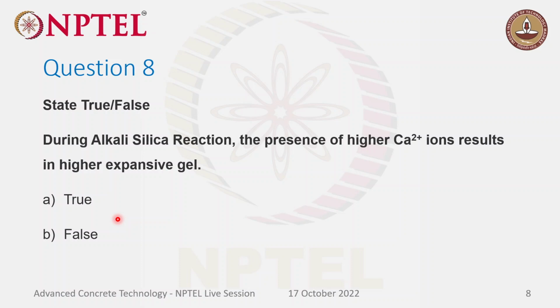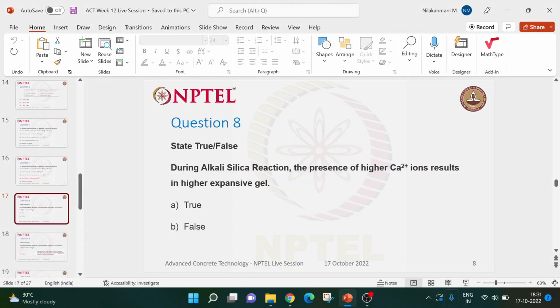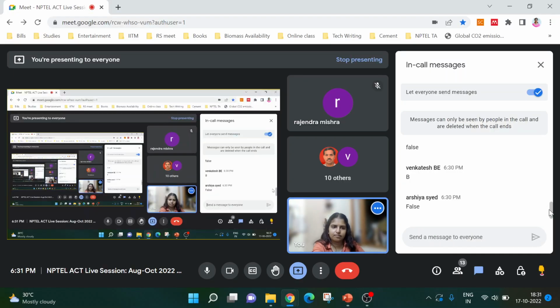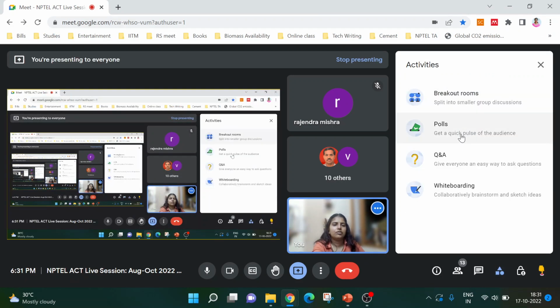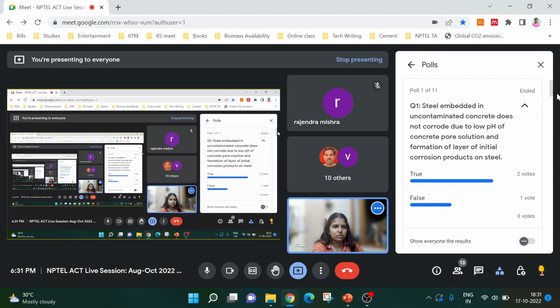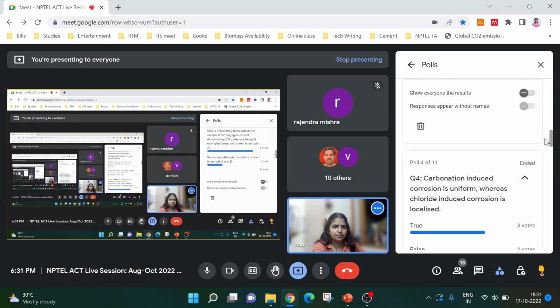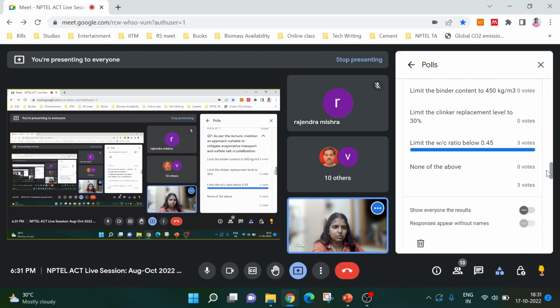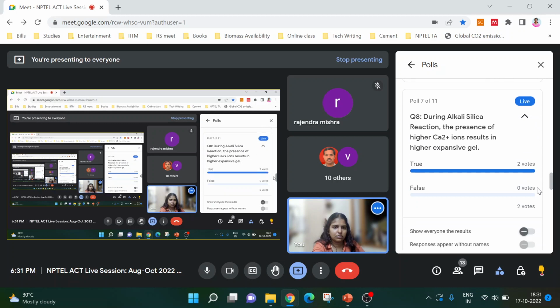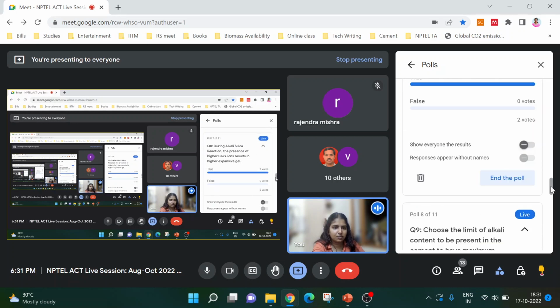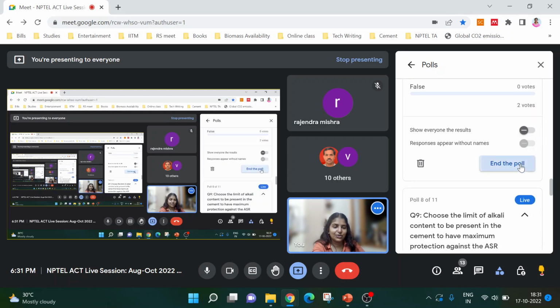Time is up. Let's see the class response. Most of you have picked false. From polls, okay, here people have picked true. So overall it is a mixed response.